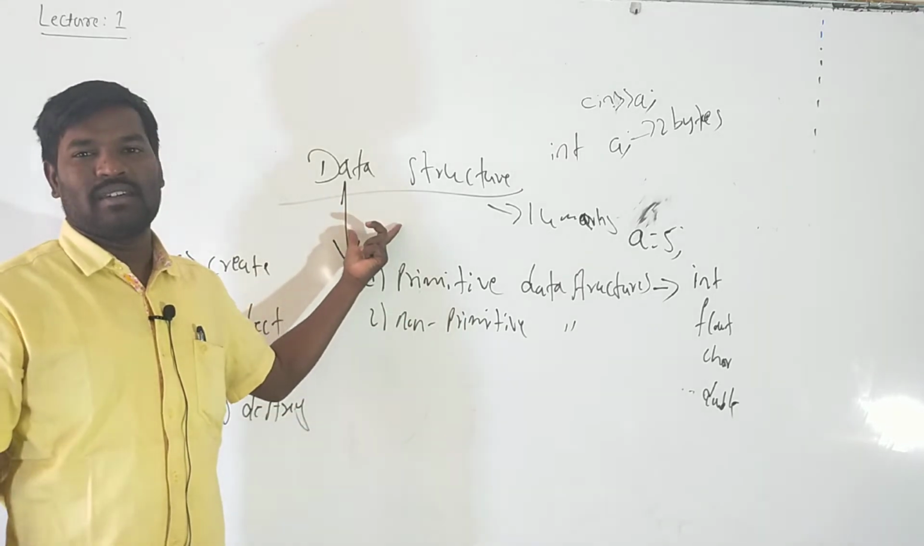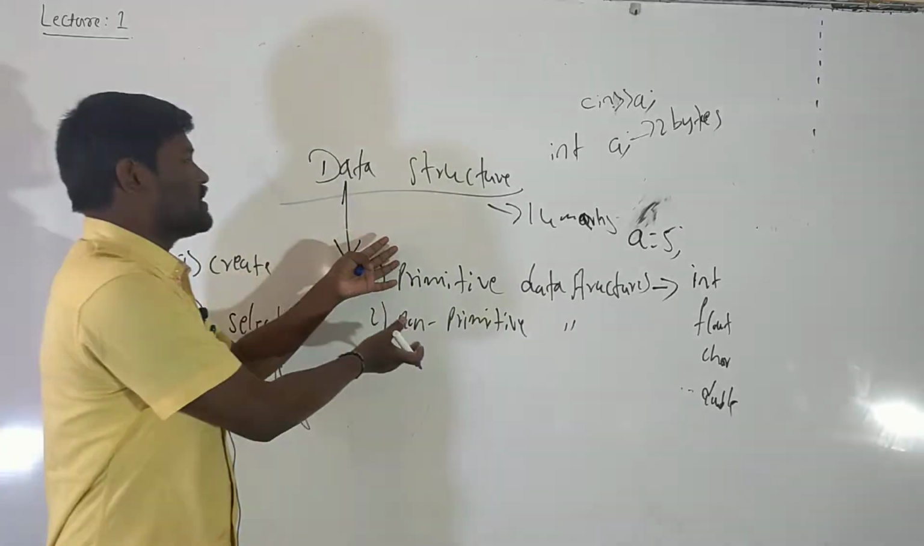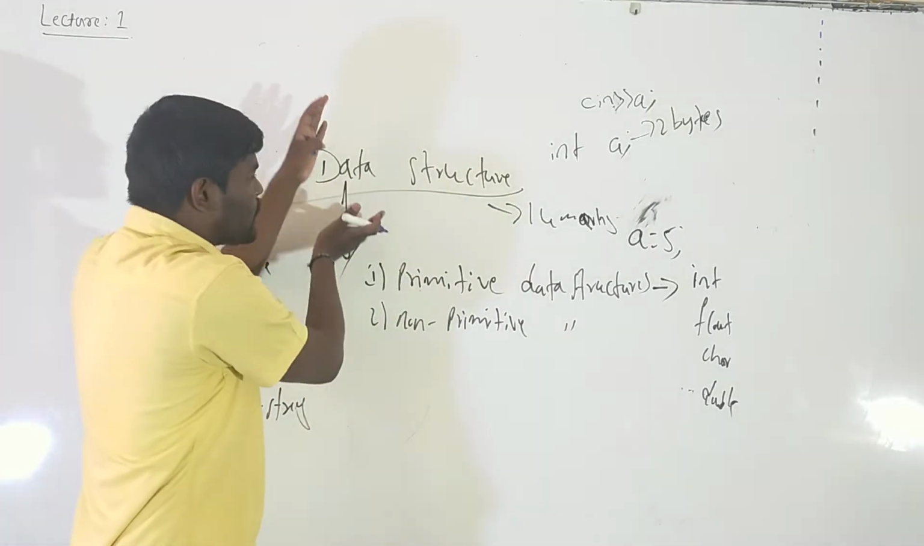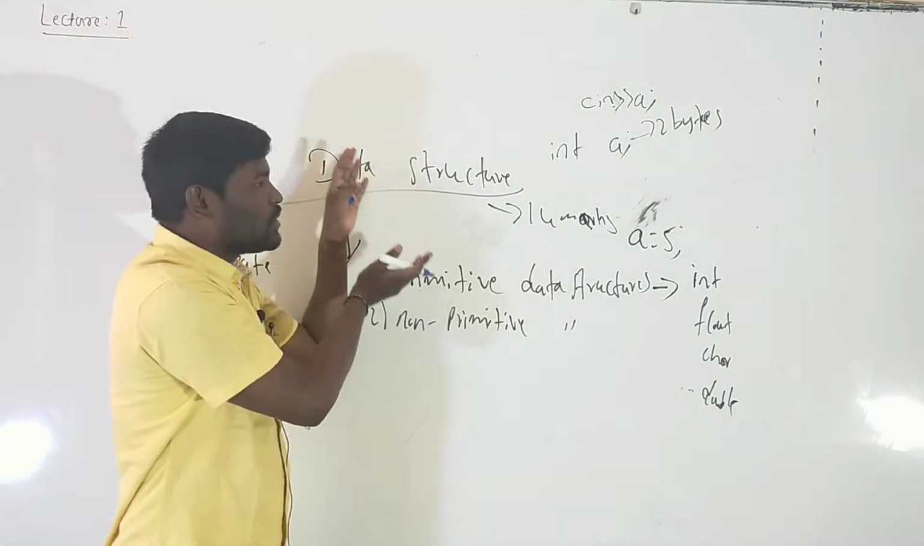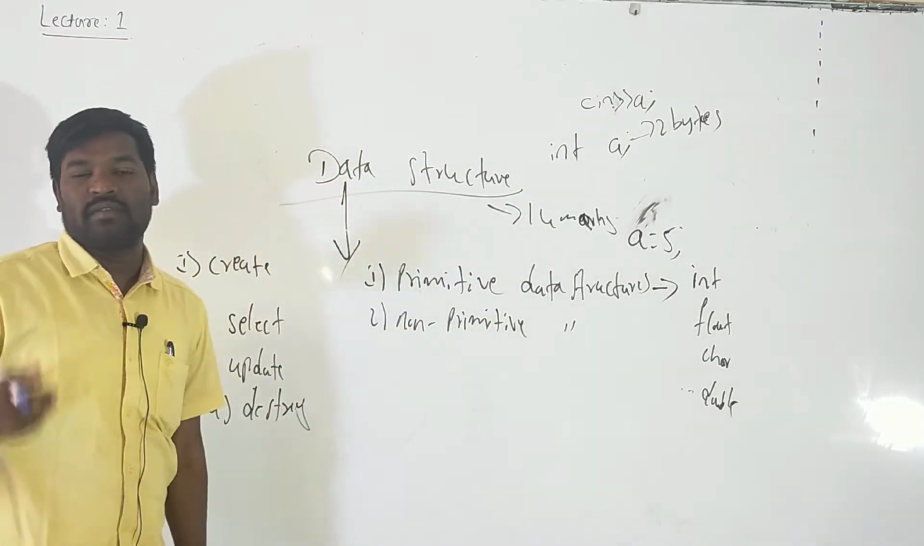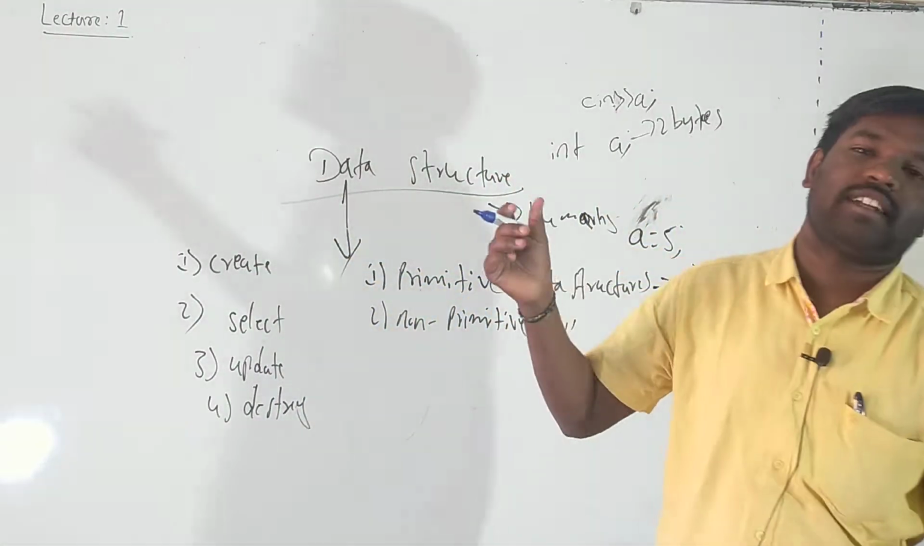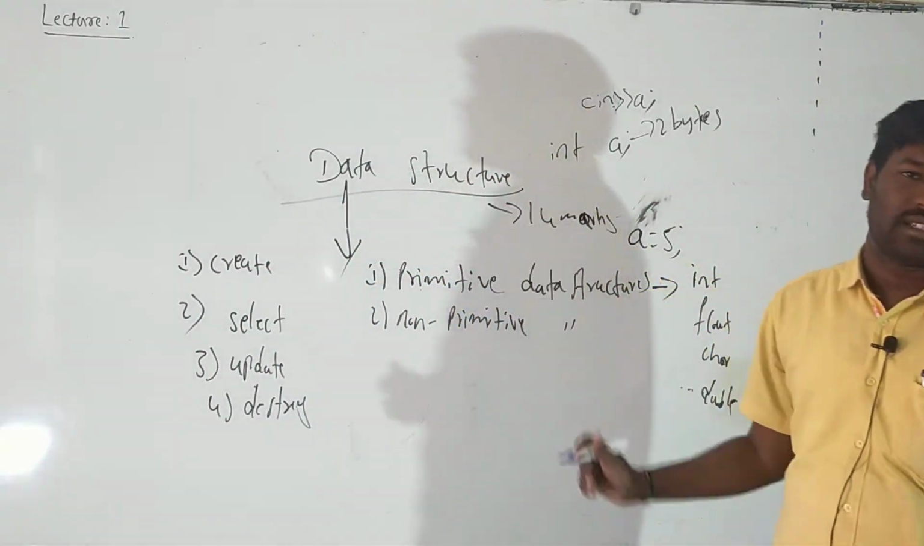Here data is nothing but whatever we give as input, that is the data. Structure means how the values are arranged, how the values are stored in the system. That is nothing but the data structure. The way of arranging the data in a system or in a memory, that is nothing but the data structure.